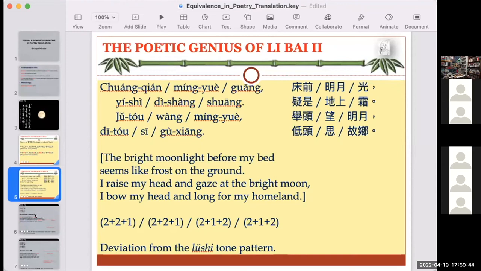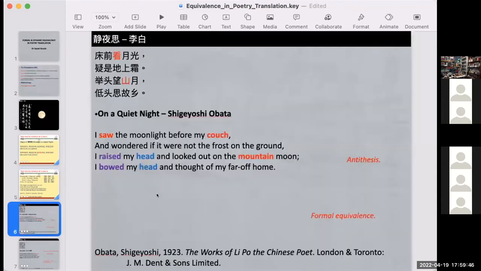Okay, and then Obata, this is how he translated it. There is Kan and Shan. This is another version, the second version of the poem. So he translated it literally. We can see that he translated it literally. I saw the moonlight before my couch and wondered if it were not the frost on the ground. Not a poetic translation. We can feel it's more like prose.